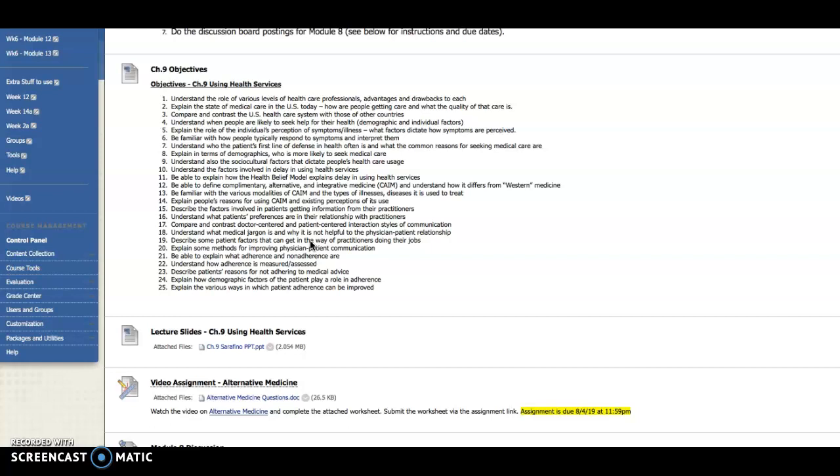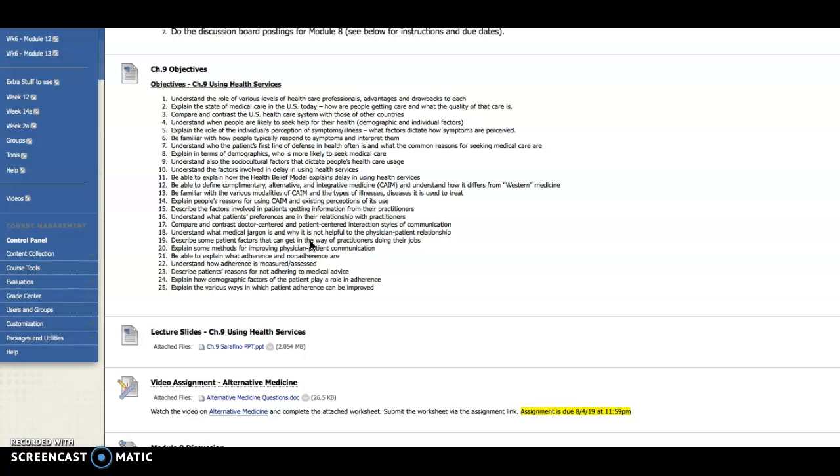So we're really going to get into comparing and contrasting some different approaches that are taken by practitioners and their patients, such as a doctor-centered approach or a patient-centered interaction style, which are really just different styles of communication that providers have with their patients. And this is where we'll really start getting into some of the meat of understanding medical jargon, how it's used, why it is and is not helpful to the physician-patient relationship.